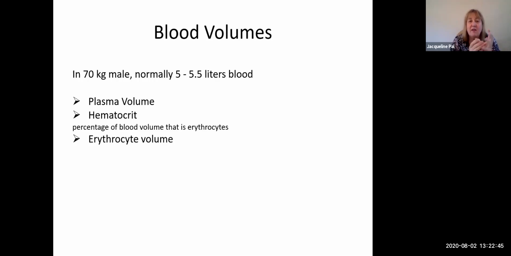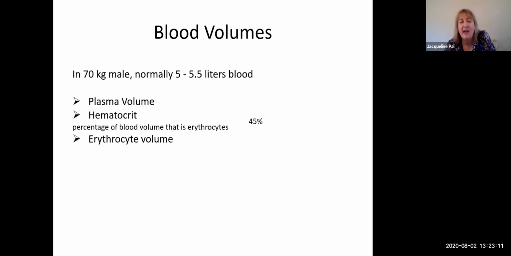And the hematocrit, that was the percentage of blood volume that is red blood cells. And so we said when we centrifuged the blood, we were 55% plasma and 45% formed elements. So the hematocrit is going to be 45%. So the plasma volume is then going to be 55% of those 5.5 liters.